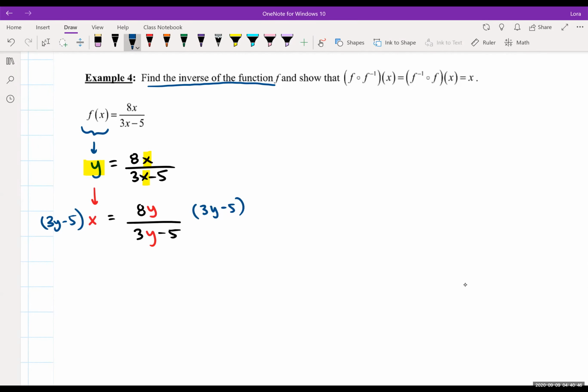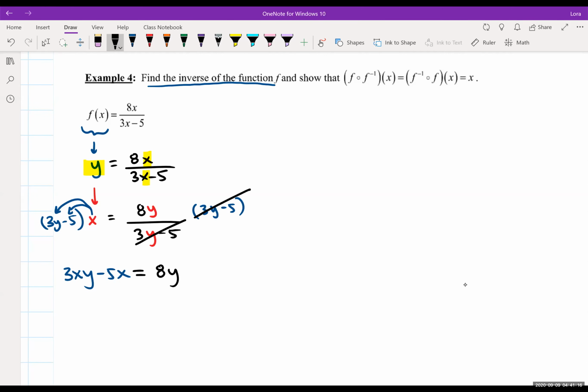So on the left side, we have a binomial times a monomial. So we can distribute. So 3y times x, I'll just write it as 3xy. I like alphabetical order. And negative 5 times x. So that should be equal to, notice on the right side, your 3y minus 5s will divide out, and you will be left with an 8y.